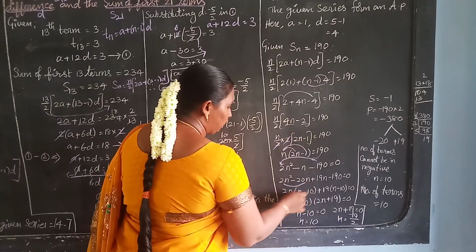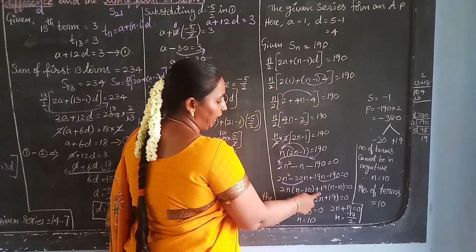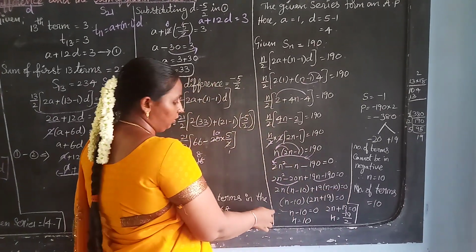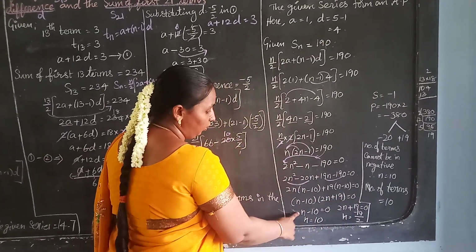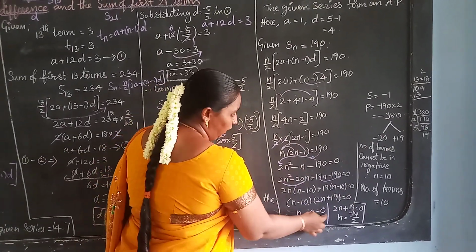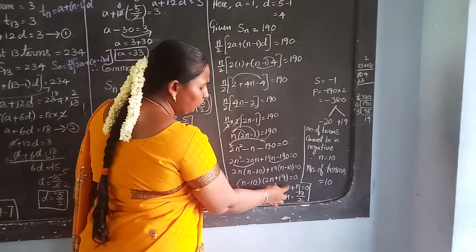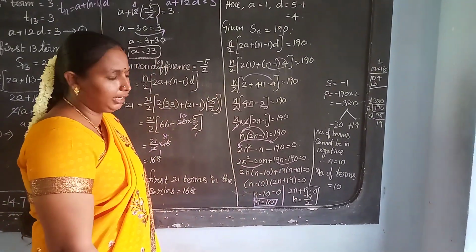In the first two terms take 2n as common, we will get n minus 10. In the other two terms take 19 as common, we will get n minus 10 equal to 0. Therefore n minus 10 into 2n plus 19 equal to 0. So n minus 10 equal to 0, we will get the n value as 10. 2n plus 19 equal to 0, we will get n equal to minus 19 by 2.